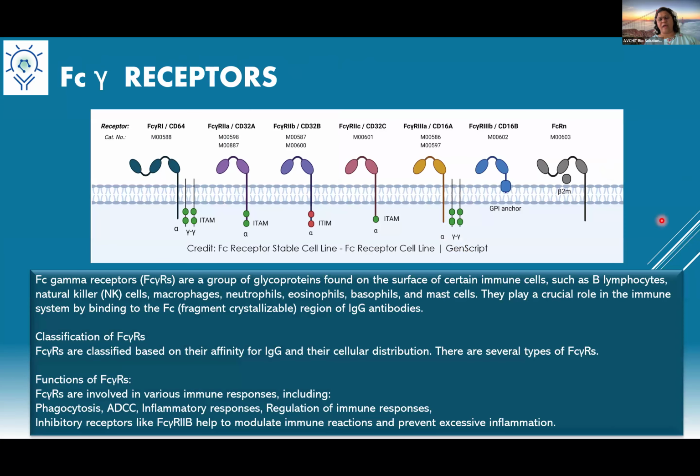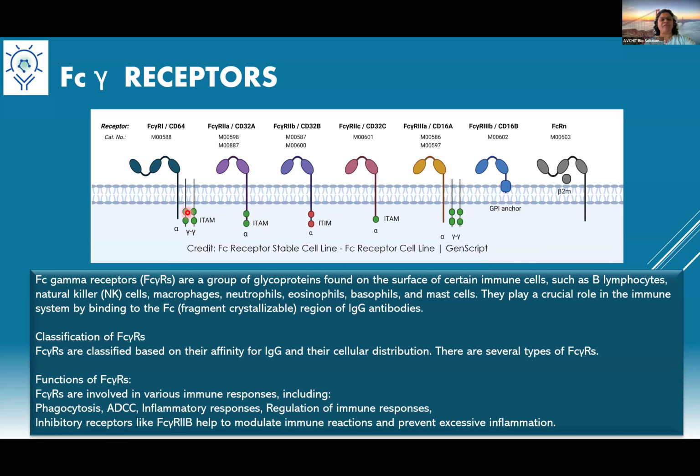Now, when natural killer cells bring about ADCC, it is via Fc gamma receptors. The Fc gamma receptors are a group of glycoproteins found on the surface of certain immune cells, which can be B lymphocytes, NK cells, macrophages, neutrophils, eosinophils, basophils, and mast cells. They all play a crucial role in the immune system by binding to the Fc portion of the antibody.